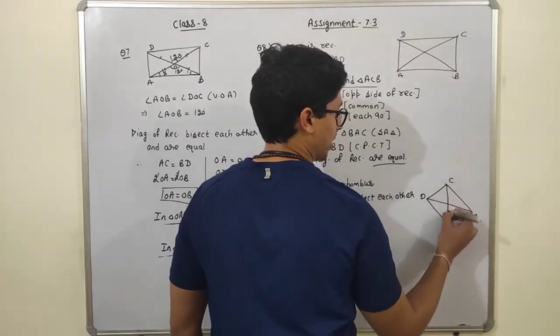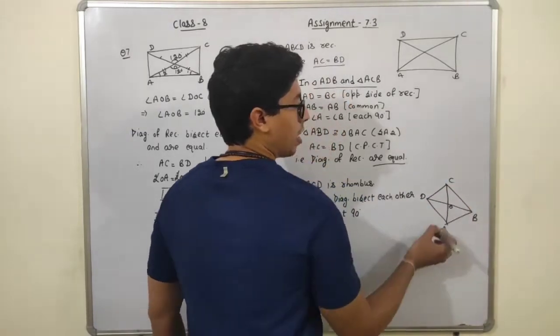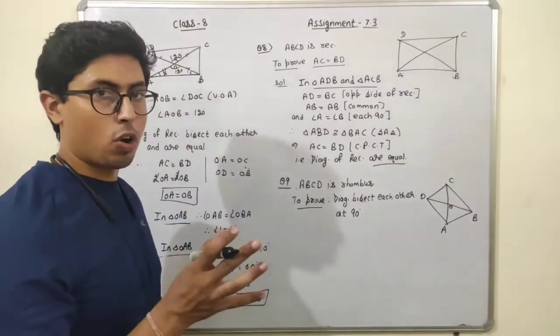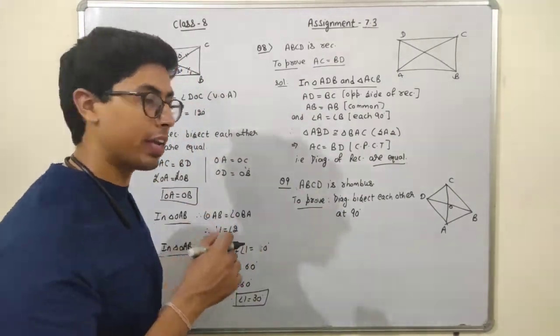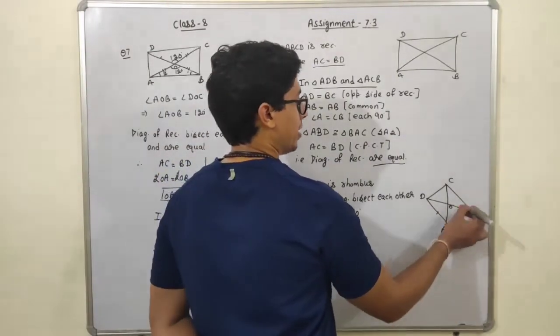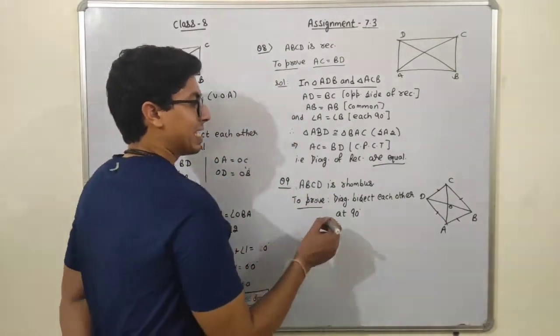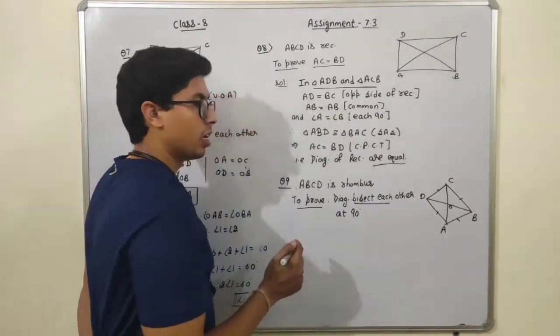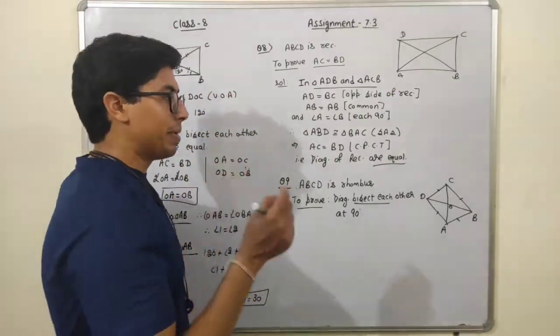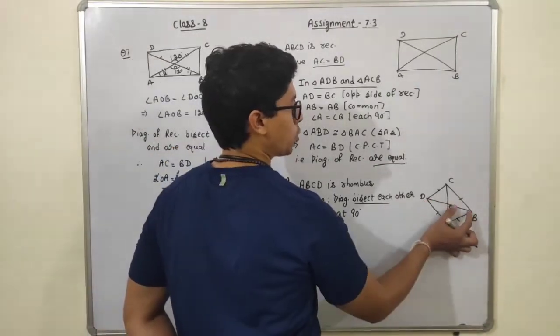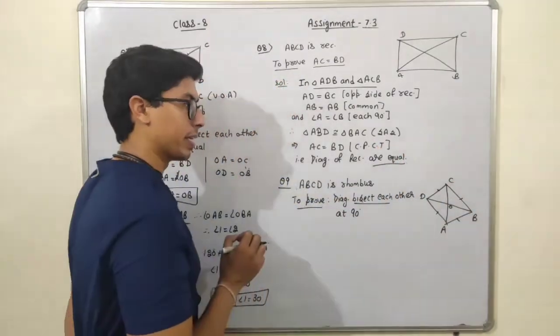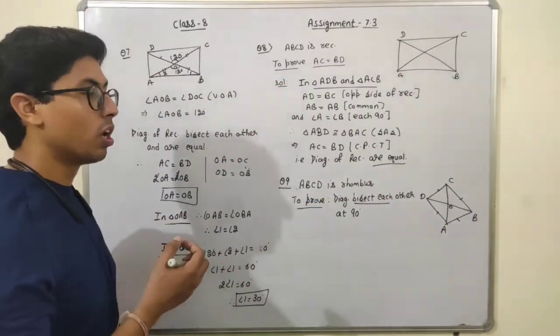These are the two diagonals intersecting at O. Students, ABCD is a rhombus, that means all the sides are equal. Now I have to prove that the diagonals bisect. Bisect means to divide them into two equal parts. That means I have to prove that OD is equal to OB and OC is equal to OA. This I have to prove.